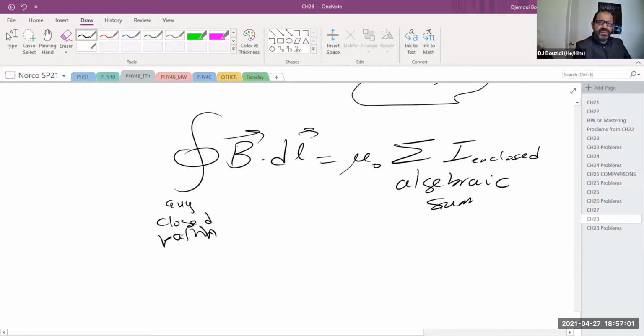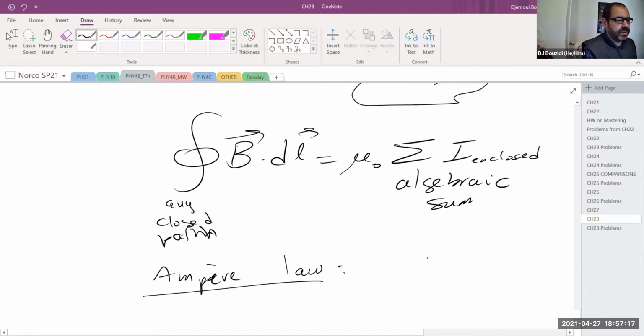Does anybody remember the exam? This is similar to the exam, except there you had charges, and now you have currents, that's all. So you need to be mindful of this stuff in here. So Ampere's law, we're going to probably finish with it. We still have another topic in this chapter, and then we can do problems.